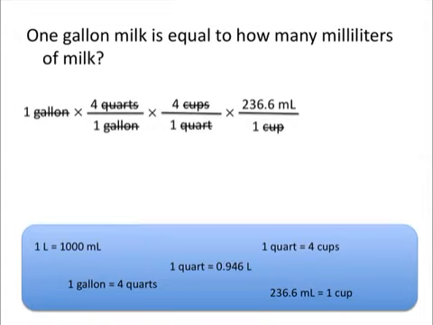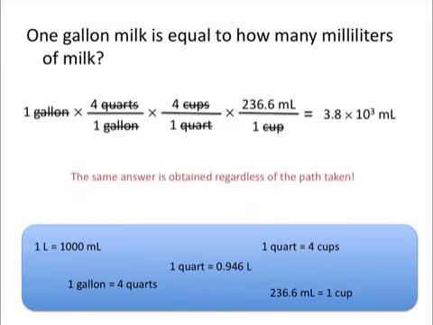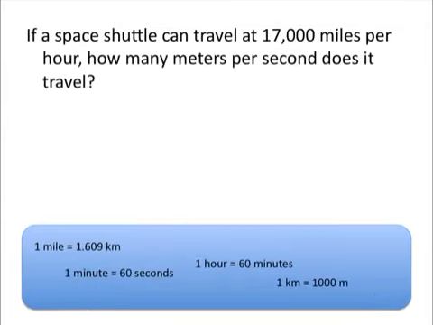And to arrive at our answer, we'll start with 1 and multiply by all of the numbers on the top of our conversion factors and divide by all of the numbers on the bottom of our conversion factors. And what you'll notice is that you end up with the same answer of 3.8 times 10 to the third milliliters, which lets us know that although one path may be more efficient than another, there are often multiple correct ways to solve a dimensional analysis problem. Let's make things a little more complicated.